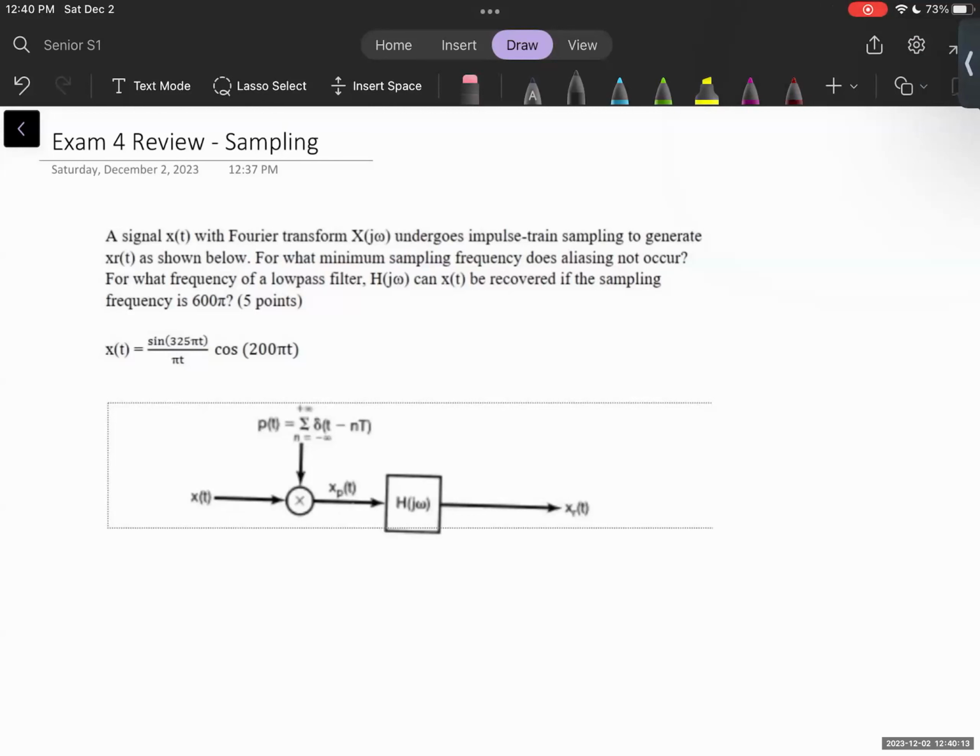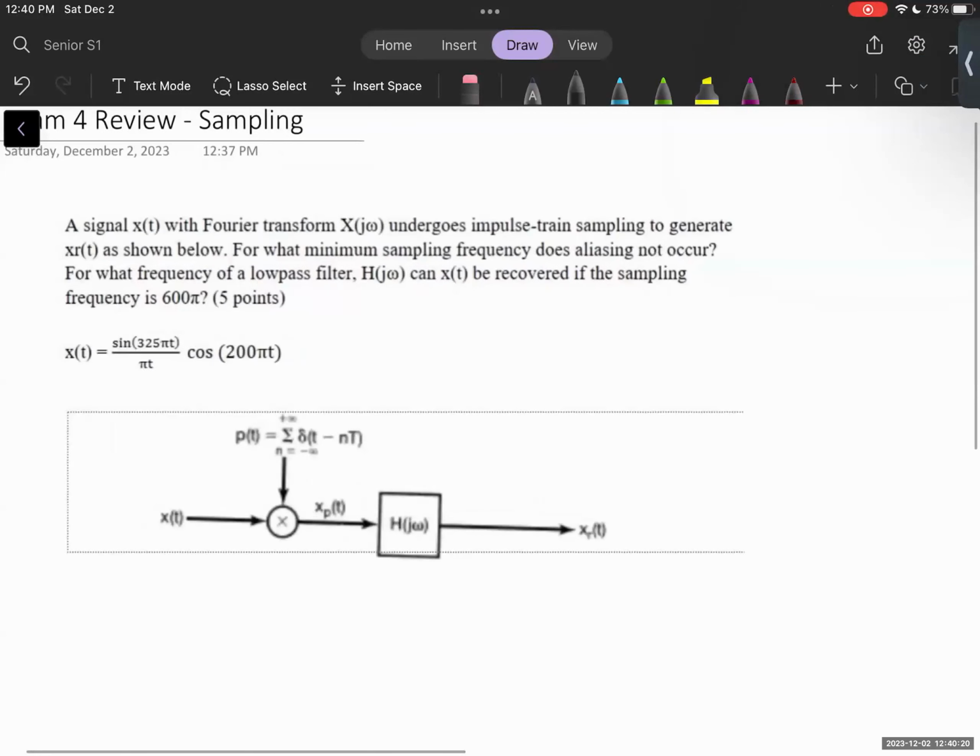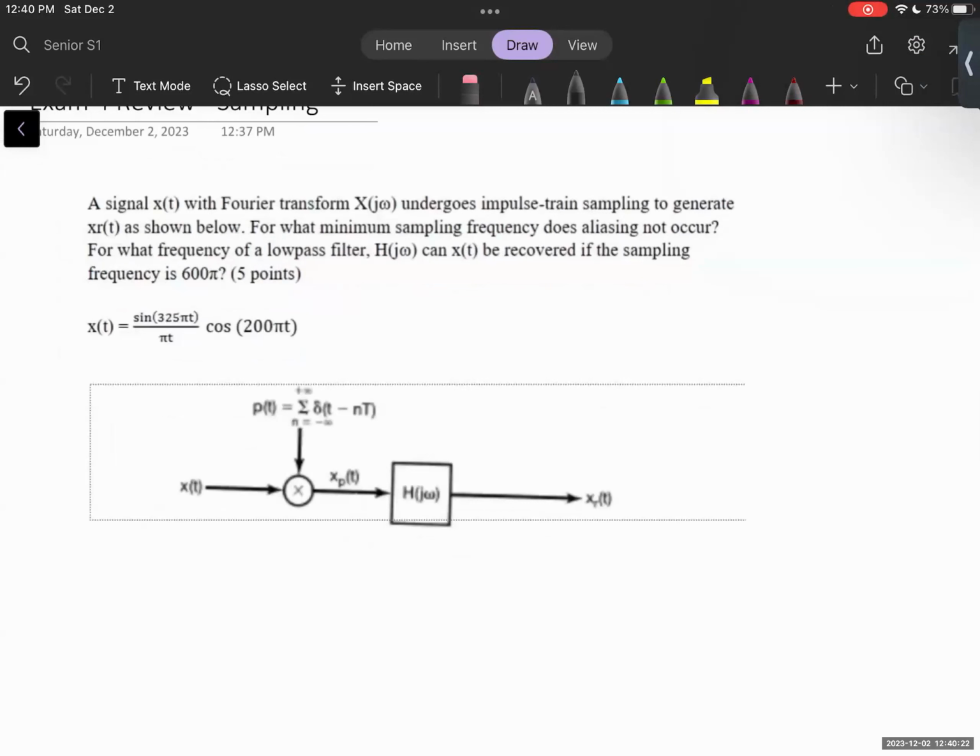All right, so next we're going to jump into some sampling problems. We're going to review this homework problem. I believe it was homework 7, and we're going to go over this and give you another pass at it and then let you ask questions and then solve them.